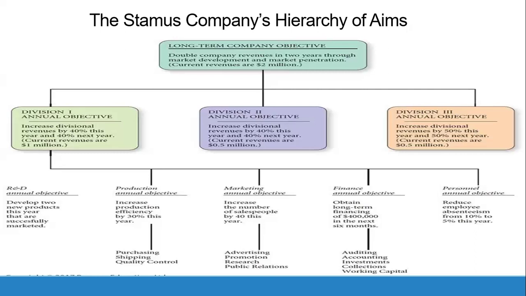The same can be said about the functional areas of Statmos Company. If you look at the research and development annual objective, it is striving to develop 2 new products in the year successfully. But if we also peruse their finance annual objective, it is to strive to obtain long-term financing of $400,000 in the next 6 months. So this is how the varied metrics of annual objectives can be derived for the various divisions, business units, and departments that may be found in an organization in an attempt to help the organization achieve its long-term objectives.